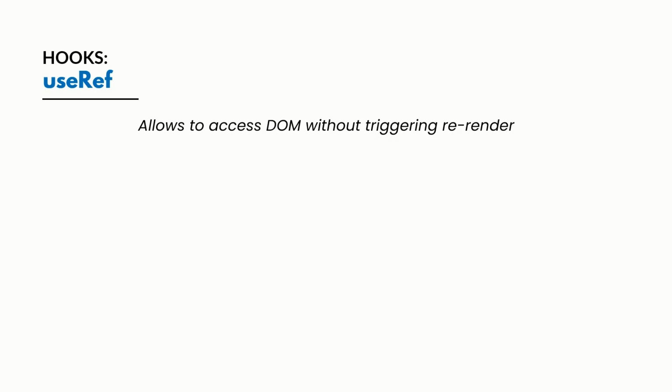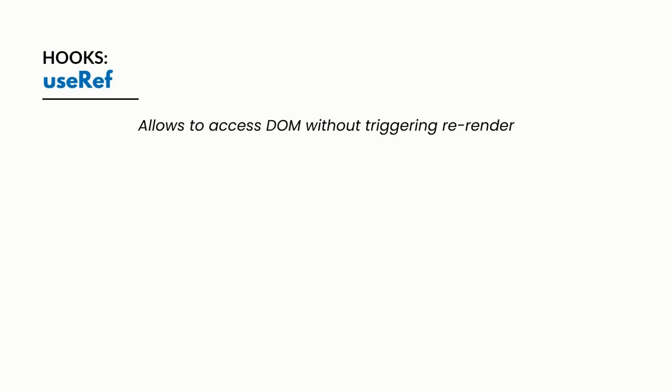That could be any element, any form, an input element, a button, a navigation bar, a link or anything. So we can grab the DOM properties and methods of that element with the help of useRef. And there's another advantage of using the useRef hook, that it does not trigger a re-render, right?